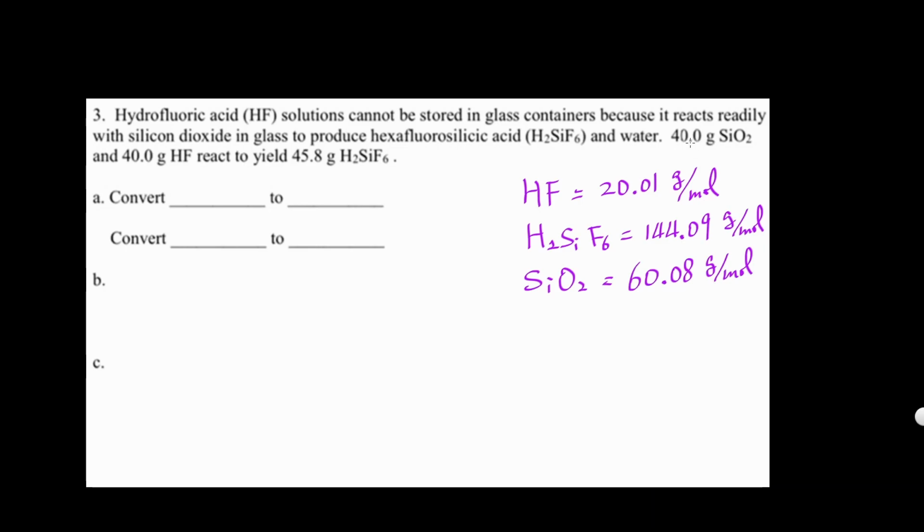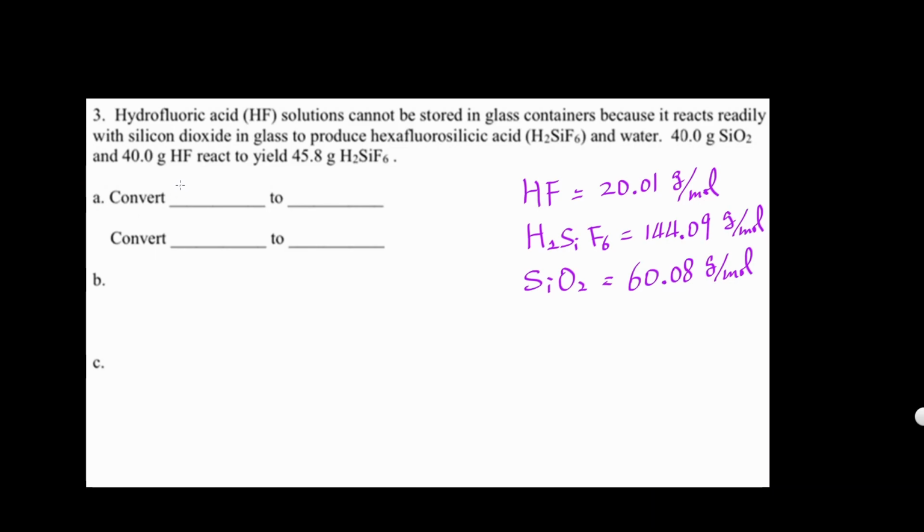Problem number 3, we have HF solutions that cannot be stored in glass because HF reacts with silicon dioxide to produce hexafluorosilicic acid and water. So we have 40.0 grams of silicon dioxide and 40 grams of hydrofluoric acid as reactants, and one of the products is H2SiF6. So part A is asking to convert what into what?